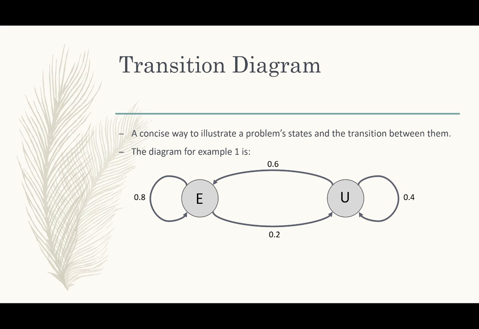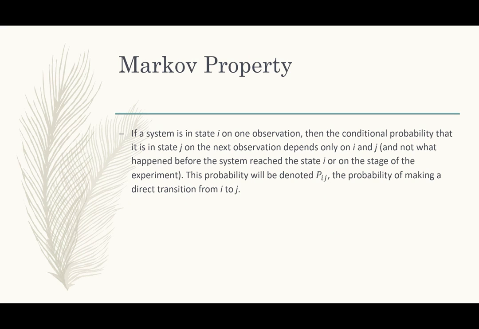Remember, employed staying employed was 0.8, unemployed staying unemployed was 0.4, and then the transitions from unemployed to employed or employed to unemployed. Anyway, that's just the information that was given to us. We made a sketch of it this time. Instead of writing it down, we made a picture. Voila. It looks great.